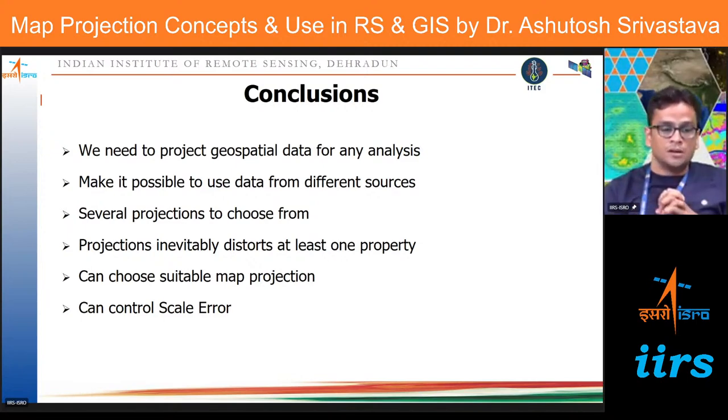Okay, there are several projections to choose from. So different projection systems will be available. We need to select such a projection system which is more suitable for our objectives and which can control the errors.